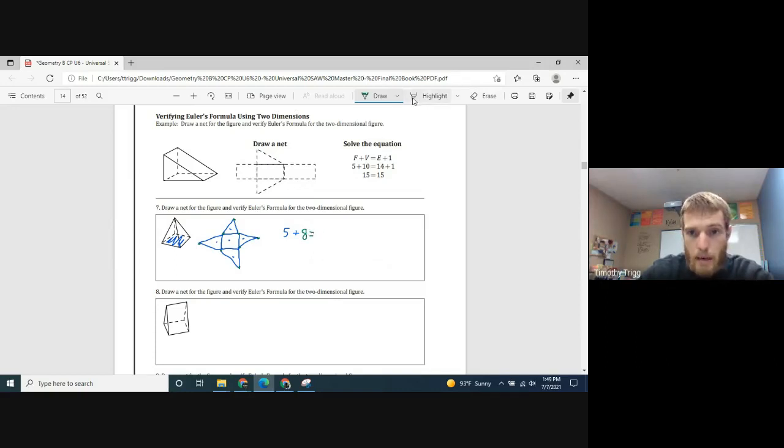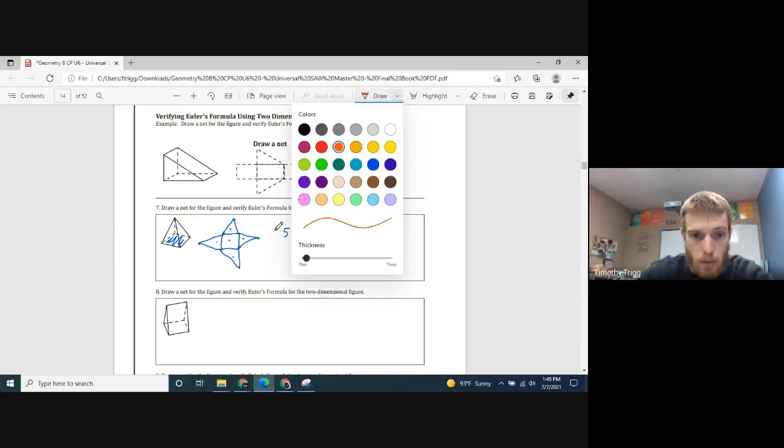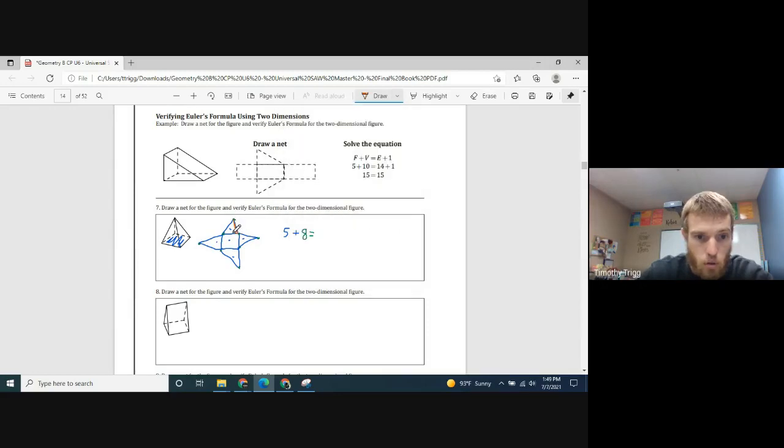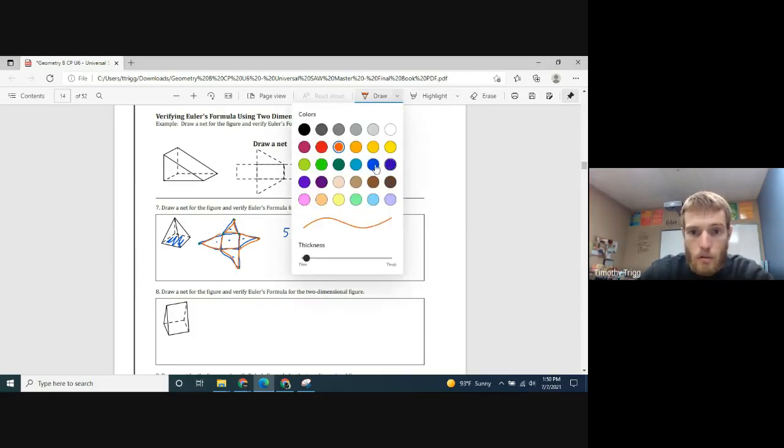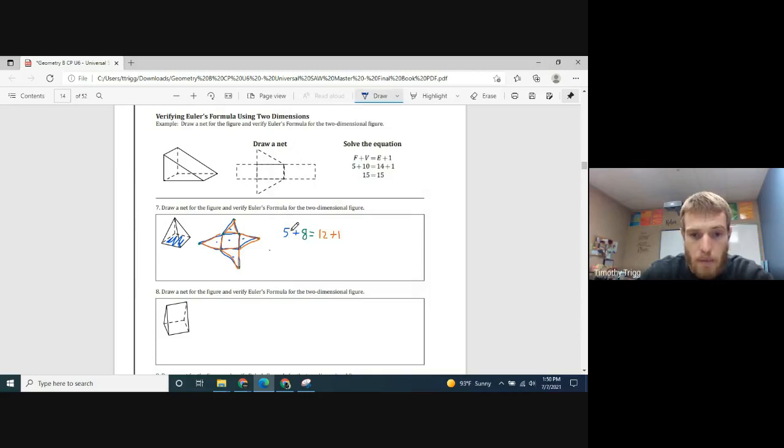Equals, and the number of edges. So again, let's go through it. 1, 2, 3, 4, 5, 6, 7, 8, 9, 10, 11, 12. So that should be 12. And then we still have a plus 1. That plus 1 just comes along. So we can verify Euler's formula because 5 plus 8 is 13. And 12 plus 1 is also 13. So that's correct.